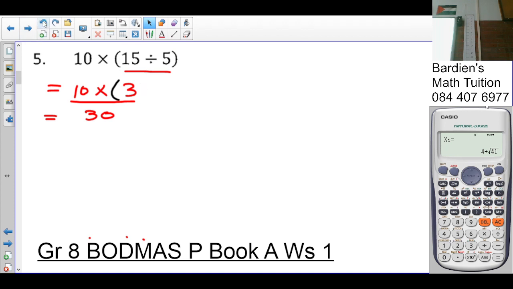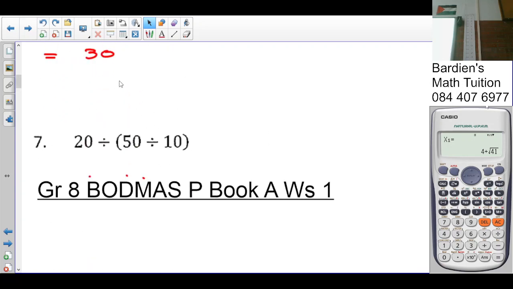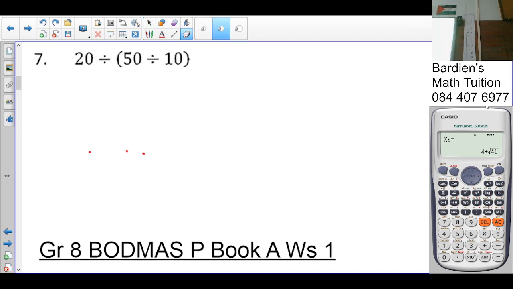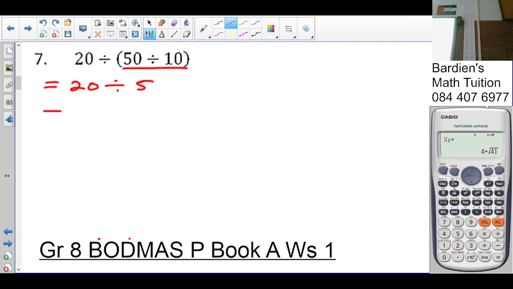Who got that sum wrong? You all got it right. Okay? Look at number 7. Question 7. So what needs to be done first here? There's brackets and there's division. So what needs to be done first? Brackets. It will be 20 divided by, what's 50 divided by 10? 5. And 20 divided by 5 is? Okay. Any confusion? No?